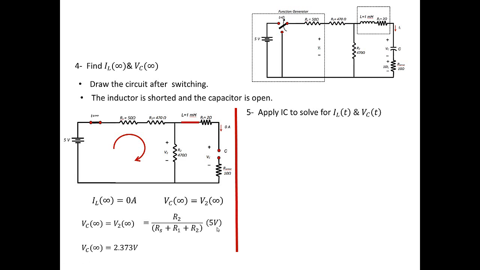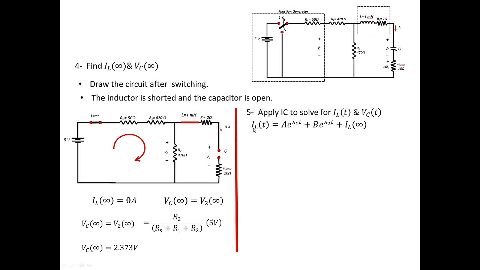So now we can apply the initial conditions to solve for IL of t and VC of t. We know that IL of t will equal A times e to the S1t plus B times e to the S2t plus IL at infinity. We know what S1 is and what S2 is, and IL at infinity. So we can plug in those values, and now we're going to force the first initial condition.